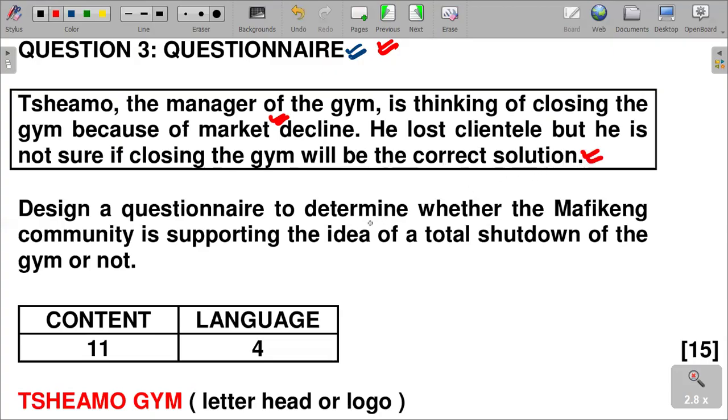So design a questionnaire to determine whether the Mafeking community is supporting the idea of total shutdown of the gym or not. So what we are saying is, in this case, it's almost like you are doing marketing research. You are collecting data on the importance of this gym to the community of what? Of Mafeking. So that is what you need to understand here.